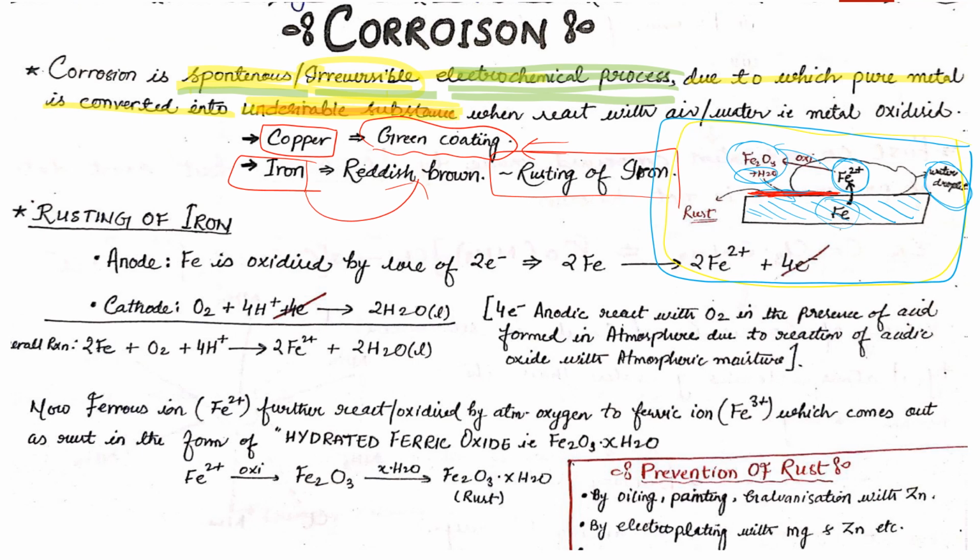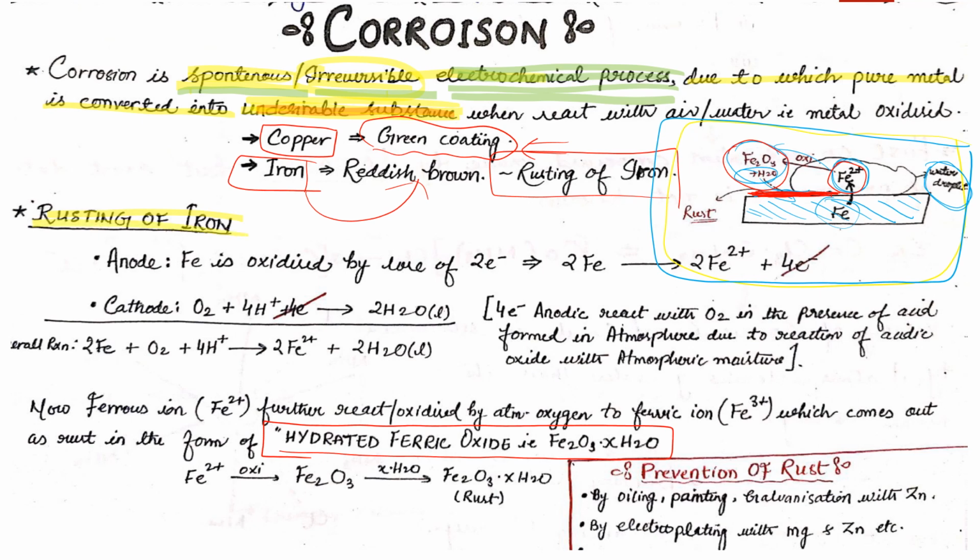Let me clear it again. There is an iron surface where pure iron is present, which undergoes oxidation to form Fe2+ ion. This Fe2+ ion so formed reacts with the oxygen present in the surroundings to form Fe2O3, that is iron oxide. This iron oxide further reacts with water, because the essential conditions for rusting are air and water, to deposit a layer of undesirable substance, which is known as rust. An important question is asked about the chemical formula of rust. The chemical formula of rust is hydrated ferric oxide, Fe2O3.xH2O. You should remember this.